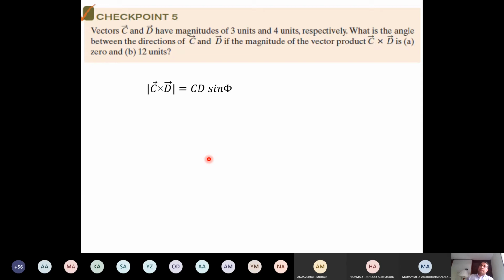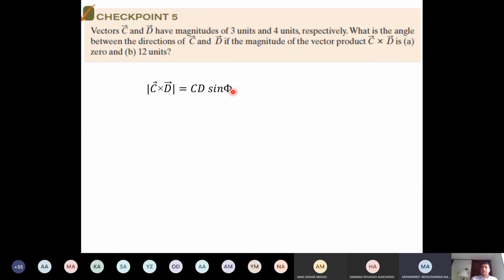This is another checkpoint here. Vectors C and D have magnitudes of 3 units and 4 units respectively. What is the angle between the directions of C and D if the magnitude of the vector product C cross D is 0 and 12? It is very similar to checkpoint 4, but now we are looking at two choices. We are looking for the magnitude of C cross D. If it was 0, what do you think the angle is here? 0. And if it was 12, what is the angle then?